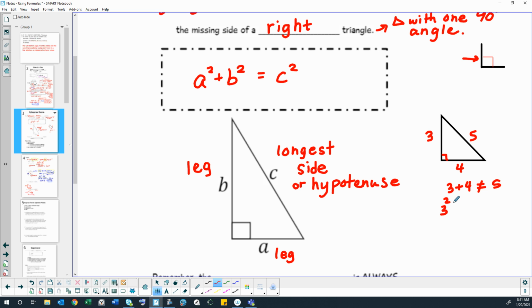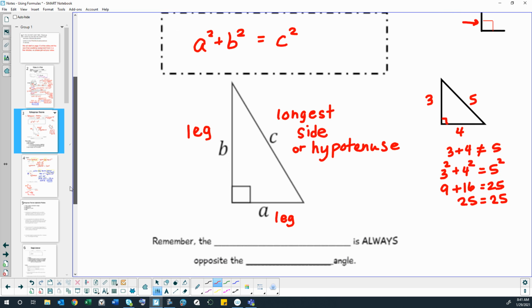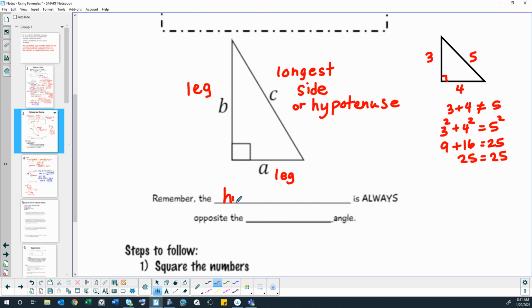But if we take them and square them, 3 squared plus 4 squared equals 5 squared, we get 9 plus 16 equals 25. And 9 plus 16 does equal 25, so that actually works. So just be careful, because that's a common mistake I've seen with students, because I think they think squaring it doesn't do anything. Why not just add them and make it easier, right? But that squaring process has to happen. Okay, remember the hypotenuse? We just talked about this. Hypotenuse is always opposite the right angle.